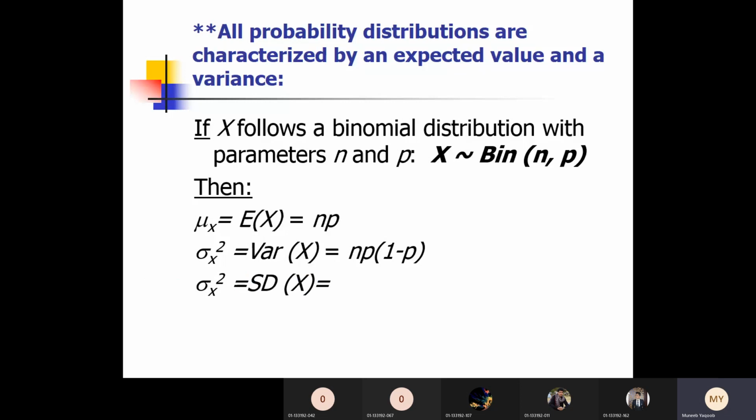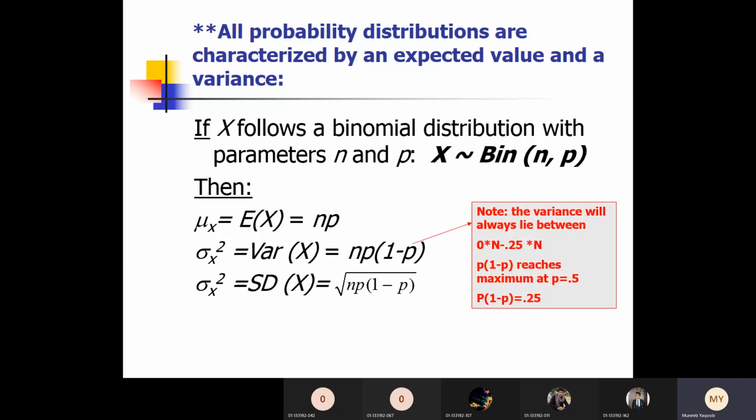So you can see that all these three formulas are quite simple, and calculating the mean, variance, and standard deviation of a binomial distribution is very simple. All you need to know is the number of trials, that is n, and the probability of success, that is p, and you can compute all these three parameters.